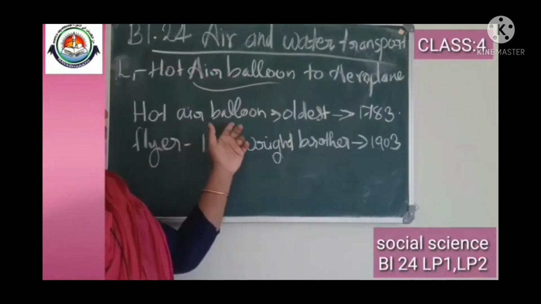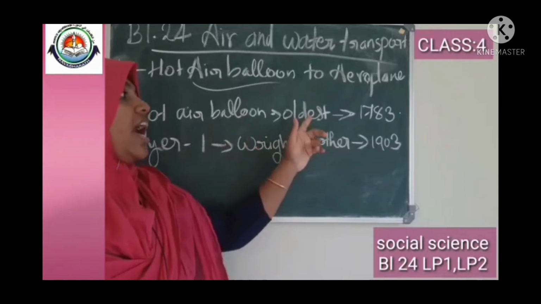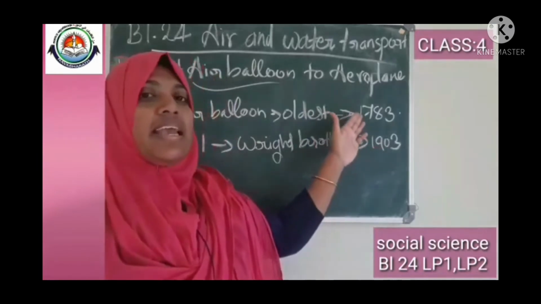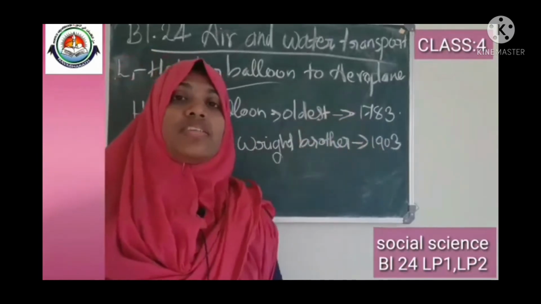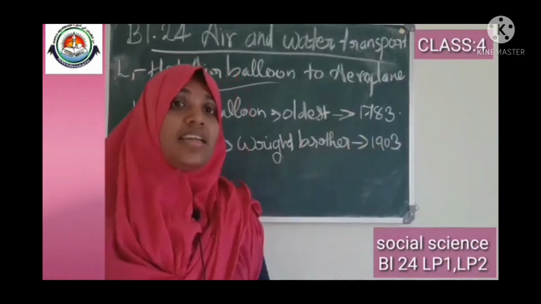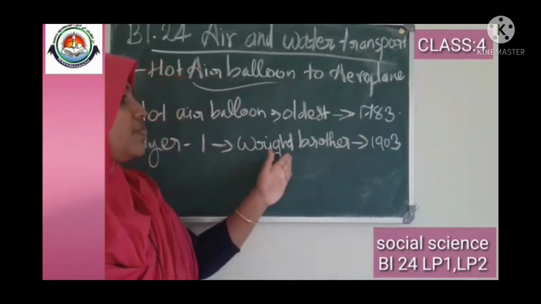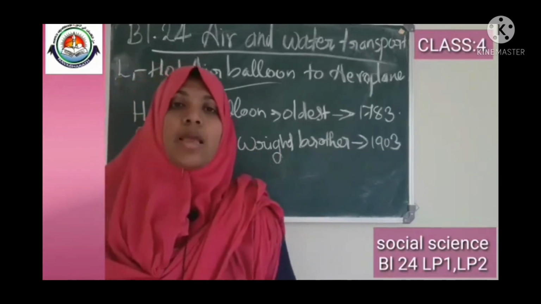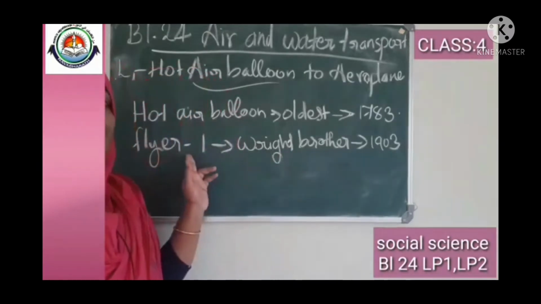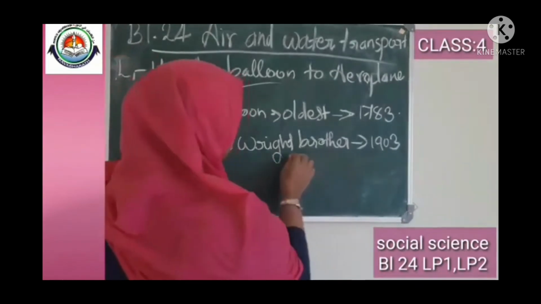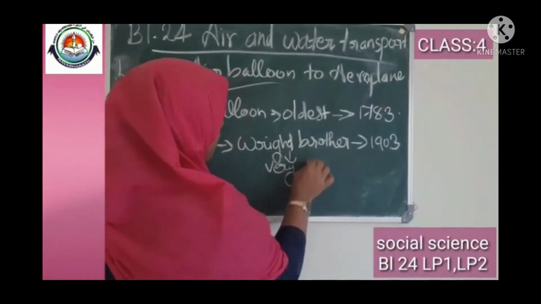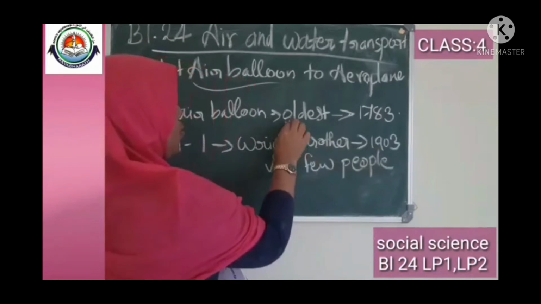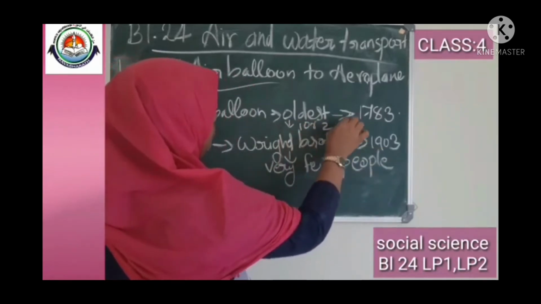Hot air balloon is the oldest form of aeroplane, and people got this idea from gas balloons and thought of flying in it, in a hot air balloon first in 1783. Then after some years, in 1903, the Wright brothers invented the first type of aircraft that is known as Flyer 1. How many people can fly in it? Very few people, here 1 or 2 people.